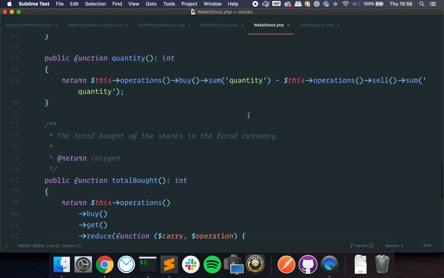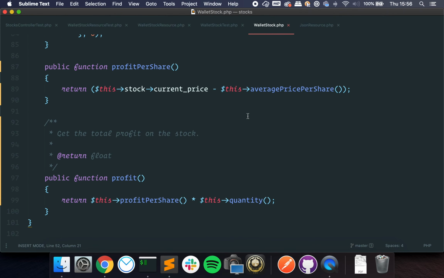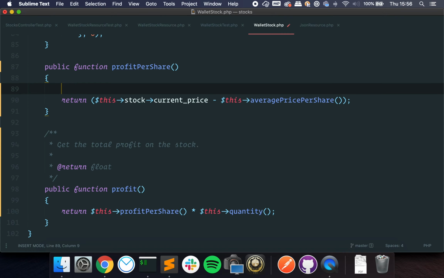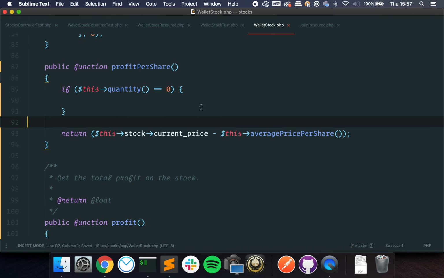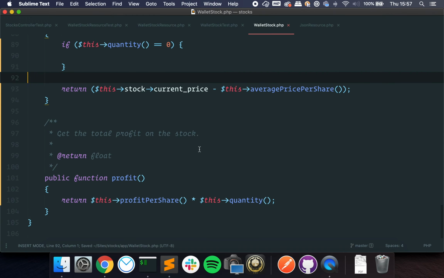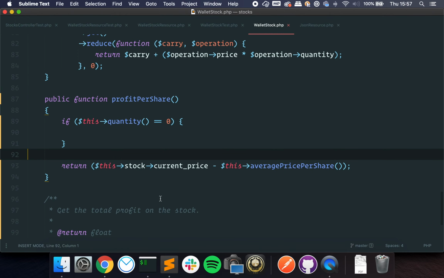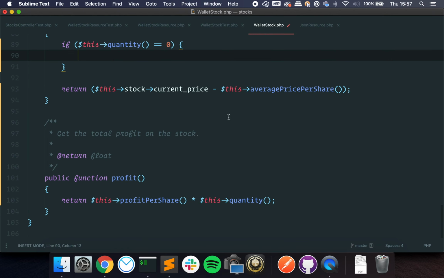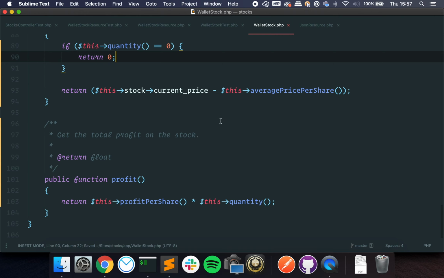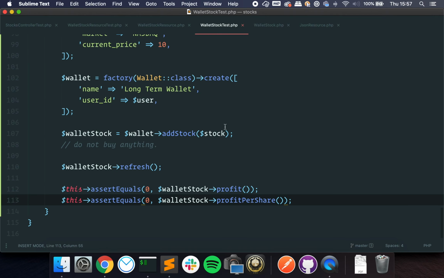Average, it should be 0. Oh, okay, got it. Okay, so if the quantity is 0, but we are calling this, oh no, we only call it once. Okay, that's fine. So if the quantity is 0, we just want to return 0. Okay, it passes. Let me see, where do we call profit?